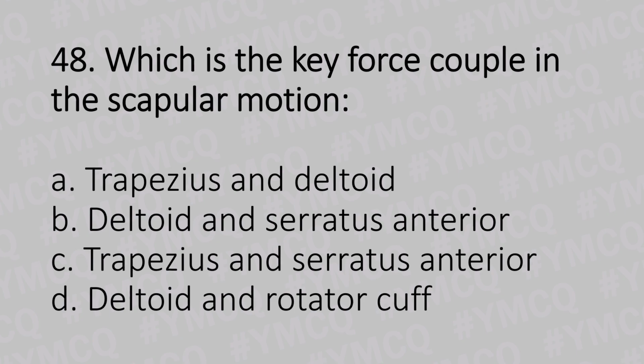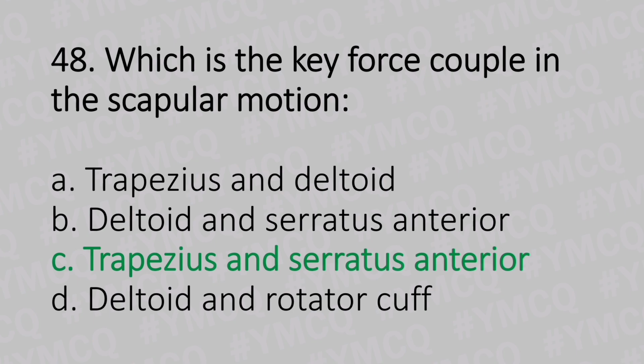Moving to our 48th question, which is the key force couple in the scapular motion? Option A, trapezius and deltoid. Option B, deltoid and serratus anterior. Option C, trapezius and serratus anterior. Option D, deltoid and rotator cuff. And the answer is option C, trapezius and serratus anterior.